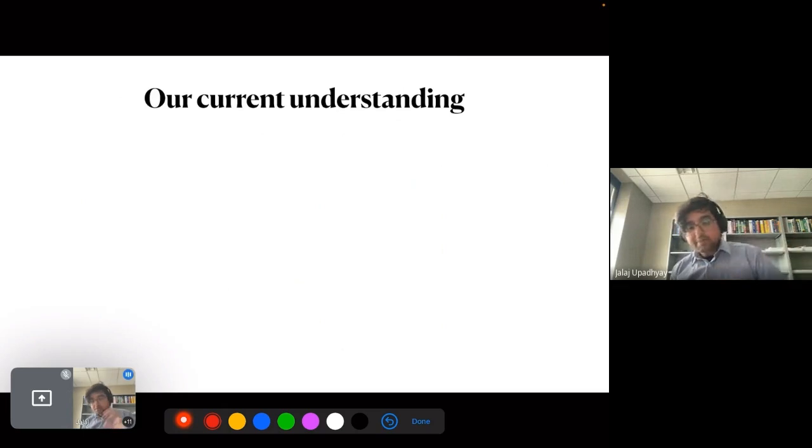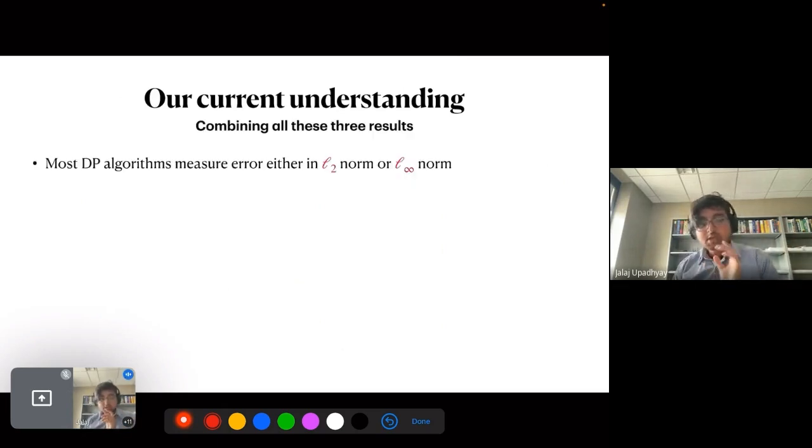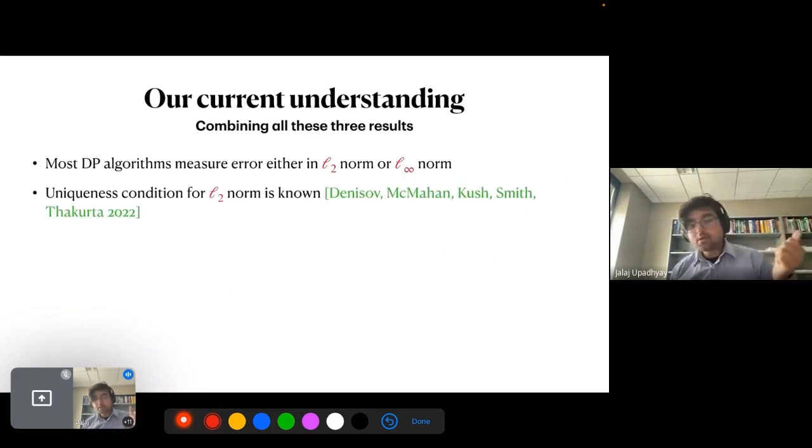So just wrapping things up, our current understanding is, combining all these results: most DP algorithm work thinks about either L2 norm error, mean squared error, or L infinity error, absolute error. The paper by Denisov et al. gives me a uniqueness result for the L2 norm. It also gives me some nice results that allow me to think about just the value of the factorization norm, and so get the tight bound that we have now.